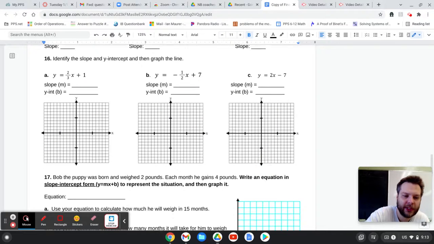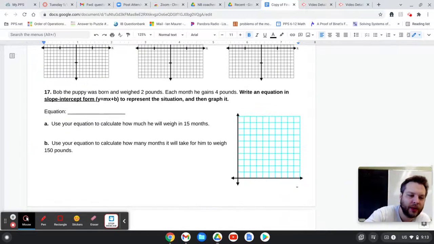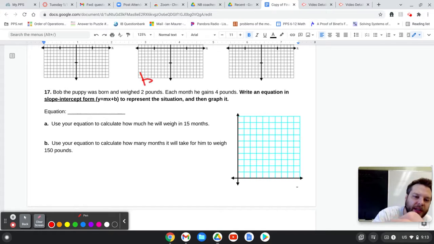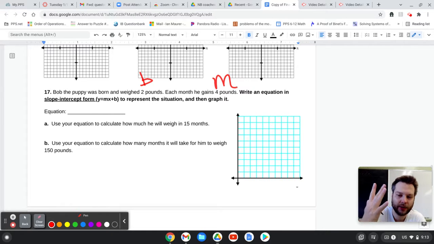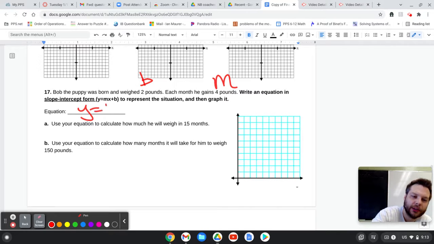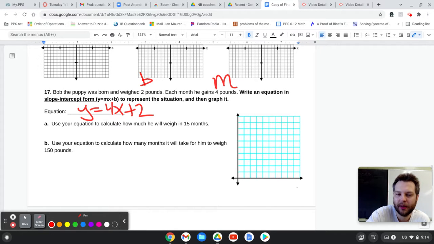Moving on to number 17, Bob the puppy here was born and weighed 2 pounds. Guess what? That's a b value. That's what he began weighing. Each month he gains 4 pounds. That's a change. That's how much his weight changes. That's a rise over run. 4 pounds over 1 month. That's your equation. Y equals 4x plus 2. You can read this as a sentence. Bob is 4 pounds per month plus 2 pounds that he began with.